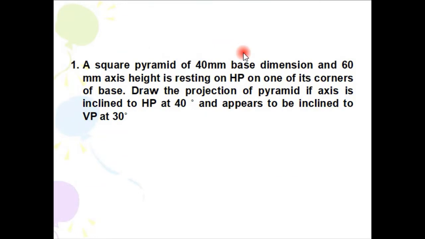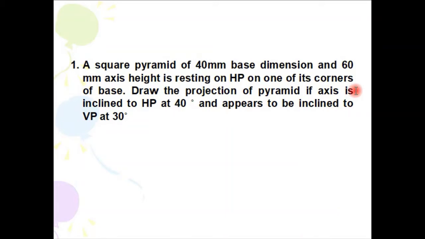The question is as below. A square pyramid of 40 mm base dimension and 60 mm axis height is resting on HP on one of its corners of base. Draw the projection of the pyramid if the axis is inclined to HP at 40 degrees and appears to be inclined to VP at 30 degrees.